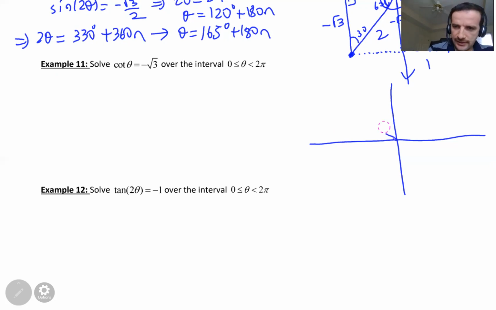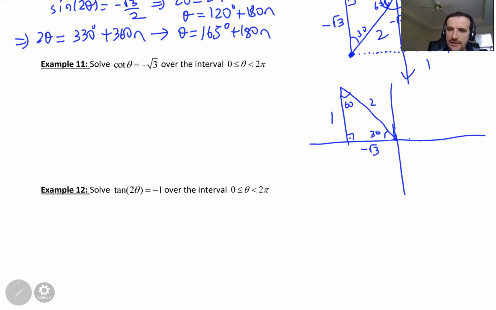Then this angle should be this way, right? This will be -√3. And this should be 1. Which angle is that? This is 30, right? This is 60. This is 90. Okay, nice. So this angle gives the cotangent equal to -√3, right? Cotangent is, again, remember, adjacent over opposite. That's why we got -√3.